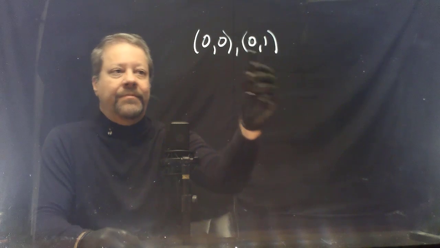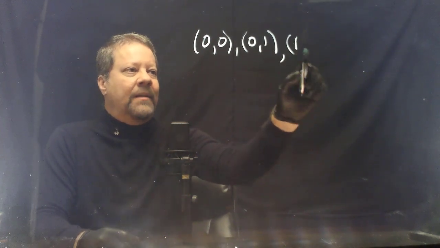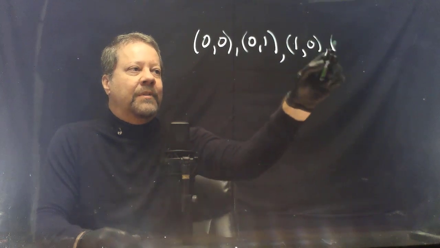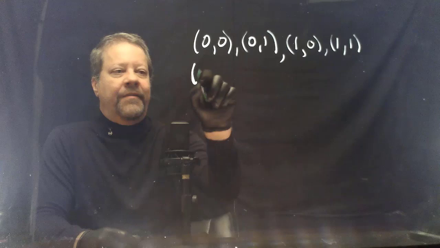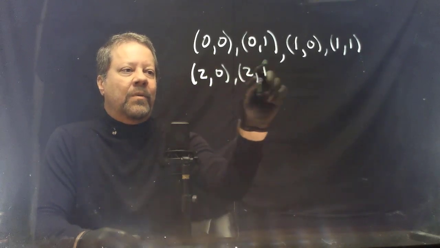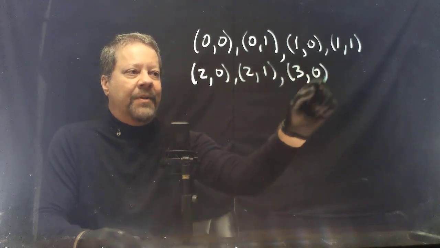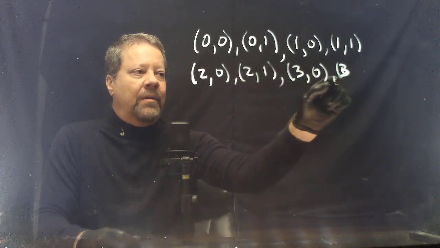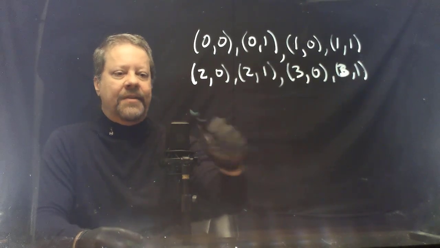If x is 0, y could be 0 or 1. If x is 1, y could be 0 or 1. If x is 2, y could be 0 or 1. And finally, if x is 3, y can be 0 or 1. And so we'll just check these.